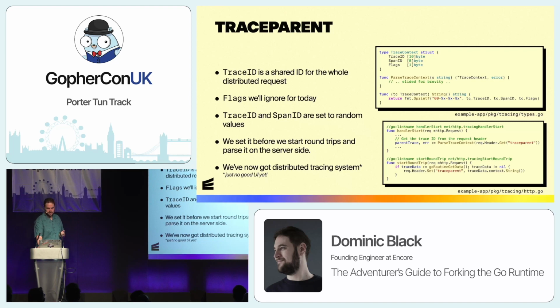We can then modify our existing handler start function to try and parse the trace parent in, and we'll use that as the basis for our new spans. And then in our round trip function that we had before, we can now modify that. So instead of printing, oh, this GoRoutine's about to do something, we can modify the HTTP request and add the trace parent before any request actually leaves our server. And at this point, we actually have distributed tracing. We have consistent tracing throughout all of our different processes. We just don't have a UI yet.